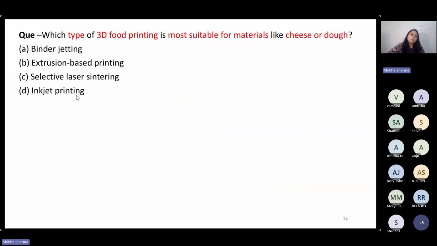Which type of 3D food printing is most suitable for material like cheese or dough? Anyone who would like to answer this question? For cheese and dough, most suitable: binder jetting, extrusion based printing, selective laser sintering, or inkjet printing. Shiva B, extrusion based.